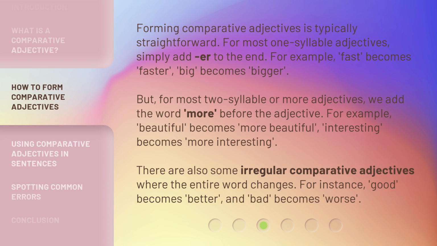But, for most two-syllable or more adjectives, we add the word more before the adjective. For example, beautiful becomes more beautiful, interesting becomes more interesting. There are also some irregular comparative adjectives where the entire word changes. For instance, good becomes better, and bad becomes worse.